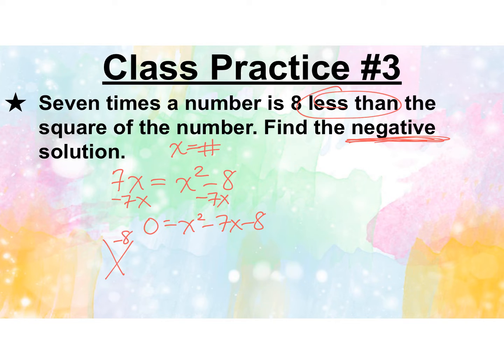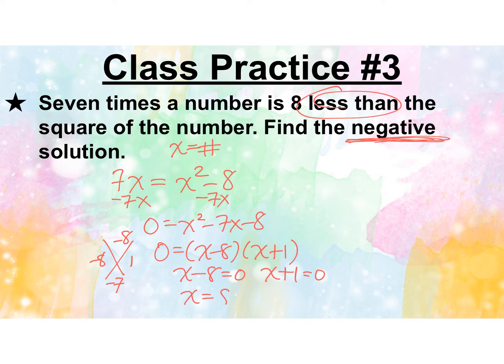We'll factor that. And that's going to factor with negative 8 and 1. Set each of those equal to 0 and solve. So I get x could be 8, x could be negative 1. They want the negative solution, so we're going with negative 1.